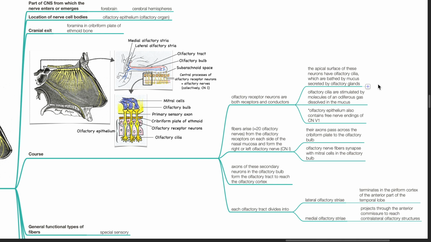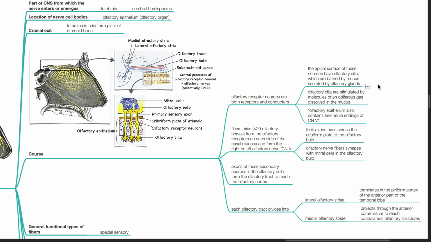Fibers arise, about 20 olfactory nerves, from the olfactory receptors on each side of the nasal mucosa and form the right or left olfactory nerve. Their axons pass across the cribriform plate to the olfactory bulb. Olfactory nerve fibers synapse with mitral cells in the olfactory bulb. Axons of these secondary neurons in the olfactory bulb form the olfactory tract to reach the olfactory cortex.